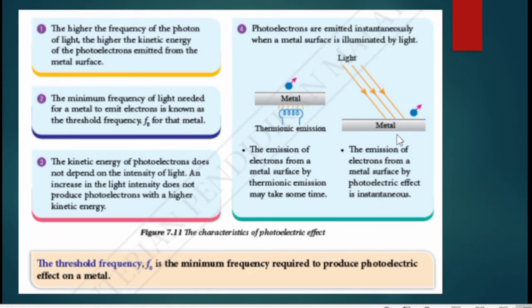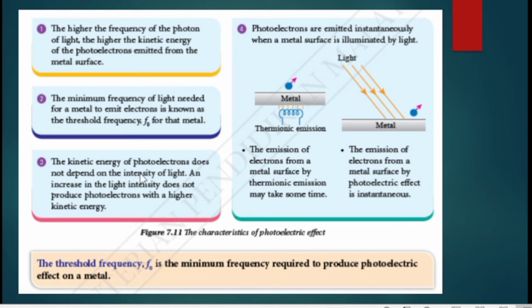Let's look at the 4 characteristics of the photoelectric effect discussed by quantum theory. The higher the frequency of the photon of light, the higher the kinetic energy of photoelectrons emitted from the metal surface. This means kinetic energy depends on frequency. The minimum frequency of light needed for a metal to emit electrons is known as the threshold frequency for the metal. This means the frequency of light must at least equal the threshold frequency of the metal.